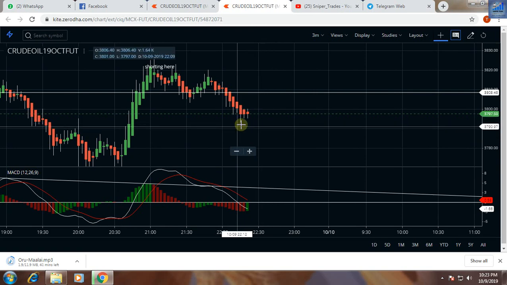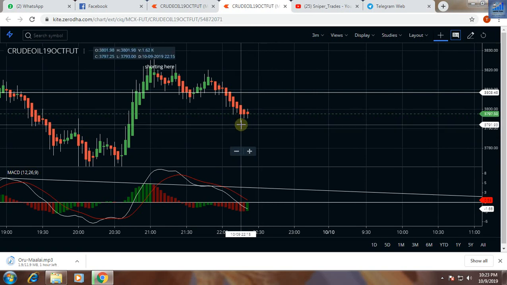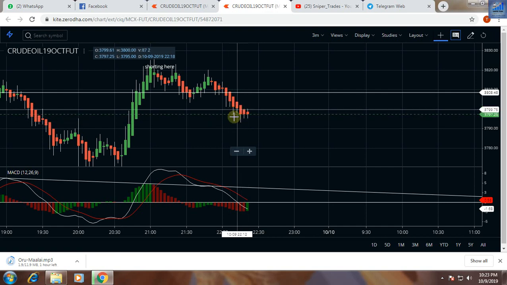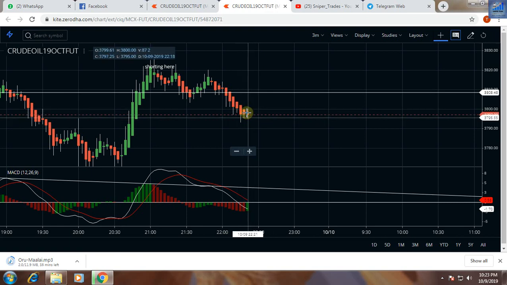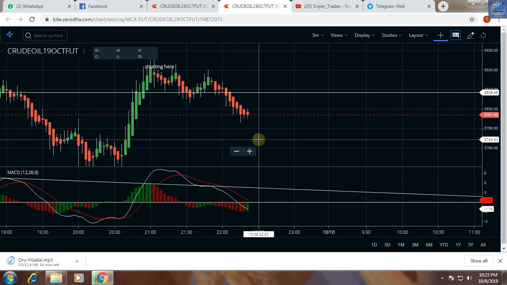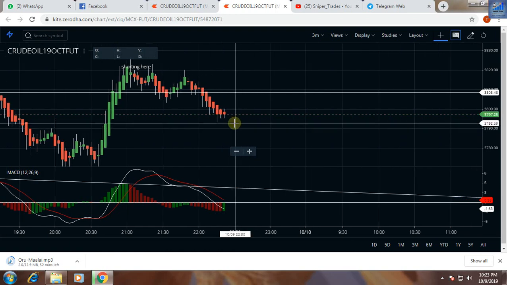So now see, the price has made a new low of 3793 from our shorting level of 3808. So it came down about 15 points, and now it's facing a small resistance here, a small support here. So with my other real-time trend tracking method, I think the price is going to break this support and is going to come further downwards. So let's wait and see.